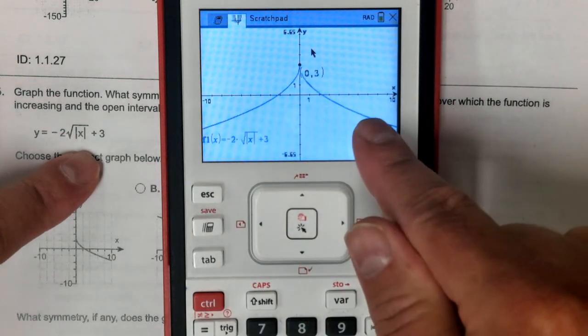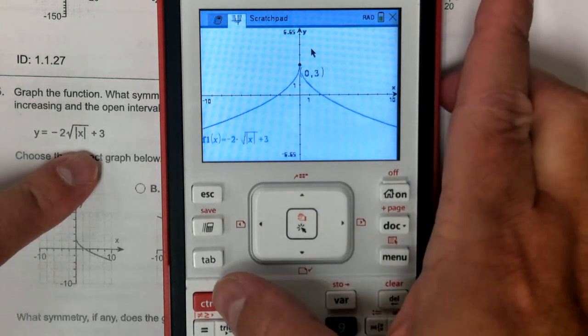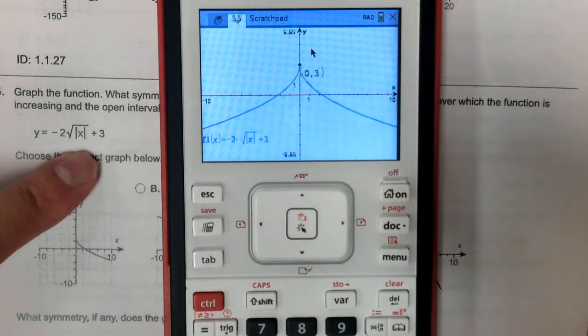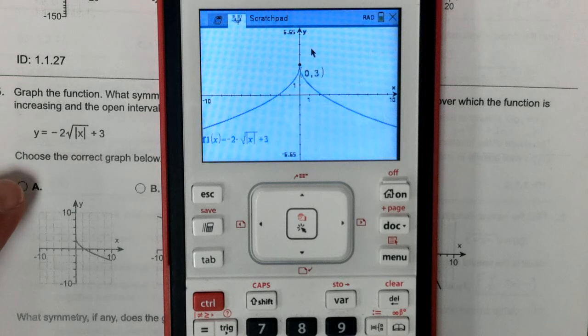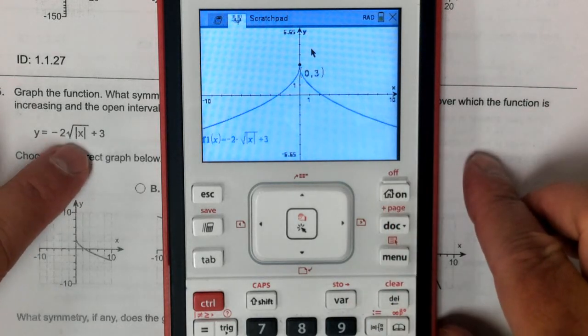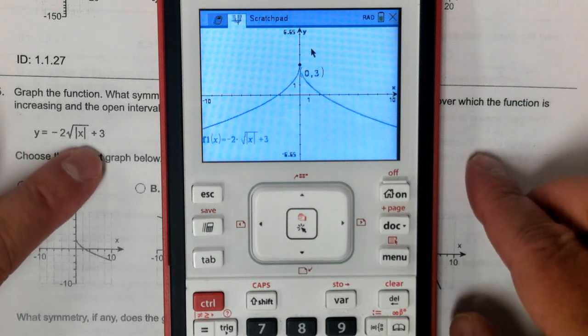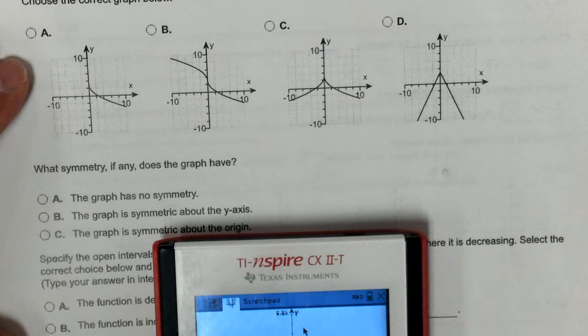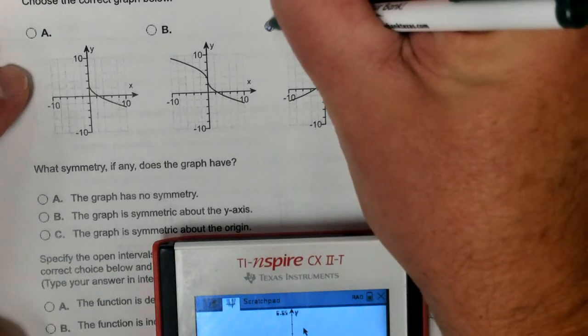Okay, so it looks like that. That's 0, 3, which would make sense because if you plug in a 0, you get 0 here plus 3. So that'd be the C graph.